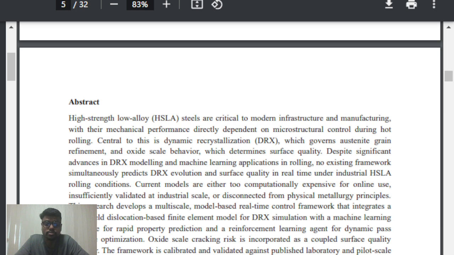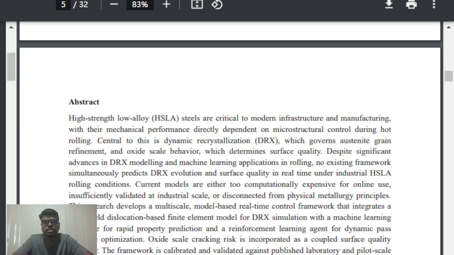And what is hot rolling? Hot rolling is a manufacturing process where steel is heated and passed through rollers to reduce its thickness and shape it into a useful product. During this process, the steel experiences high temperature and high pressure, and repeated deformation.